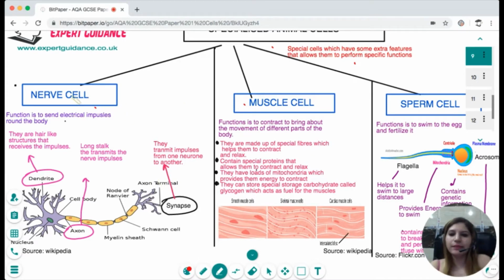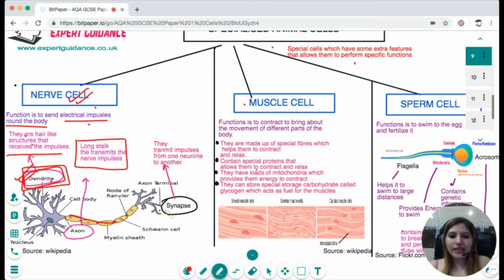So for example, a nerve cell. What is the function of the nerve cell? To send electrical impulses around the body. Now this is the structure of the nerve cell. The nerve cells have dendrites. These dendrites are the hair-like structures that receive the impulses. Then it has a long stalk called the axon. This axon transmits the nerve impulses, and at the end you have the synapse.